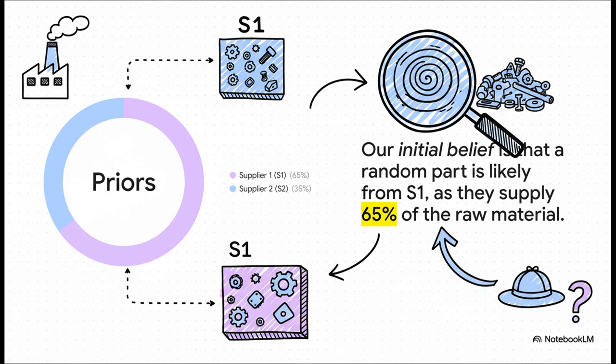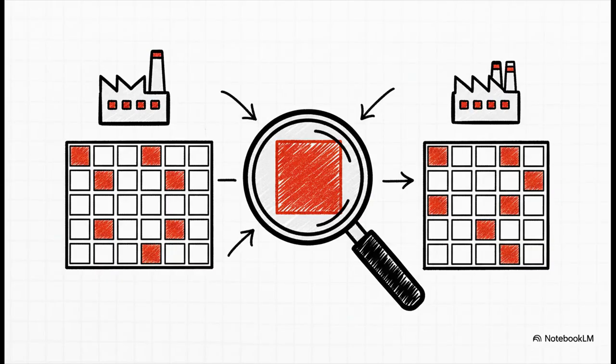So, imagine a manufacturer gets parts from two different suppliers. Initially, their belief, their prior, is that most of their parts come from supplier 1, because S1 handles 65% of their business. Makes sense. But then a new clue appears. An inspector finds a defective part. And we've got some background info here. We know that supplier 2, even though they're smaller, has a much higher defect rate. We're talking 5% compared to just 2% for supplier 1. So how should this new piece of evidence change our suspicion?